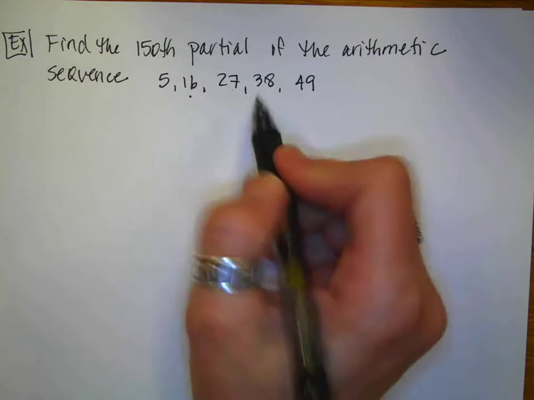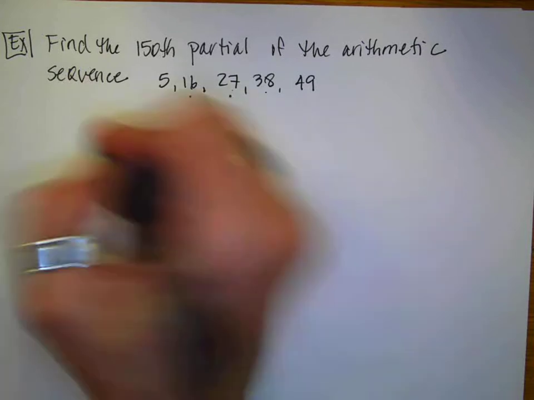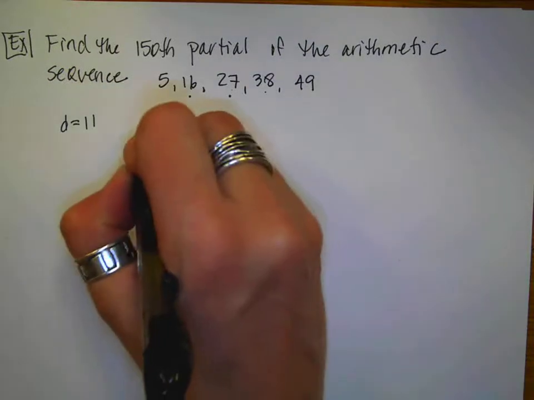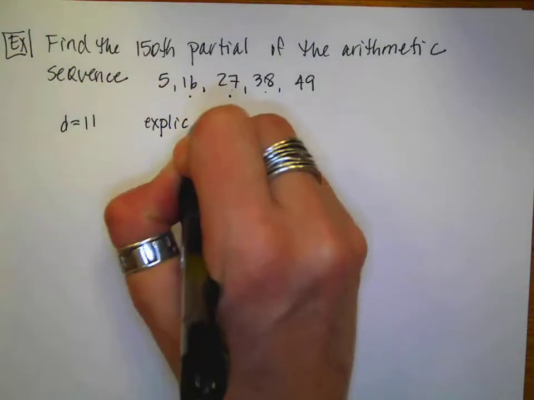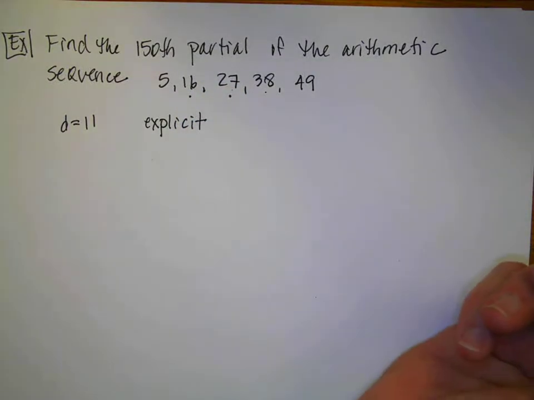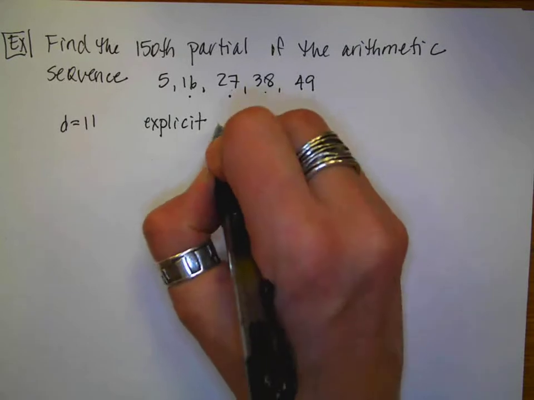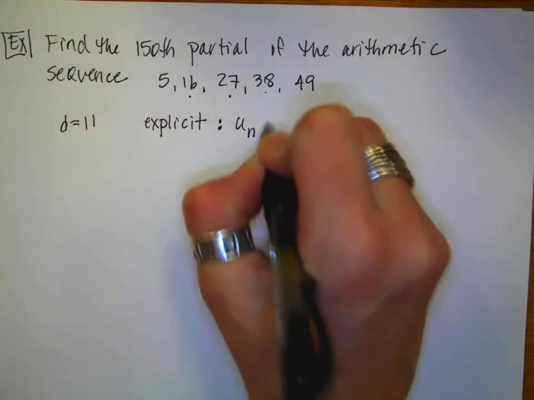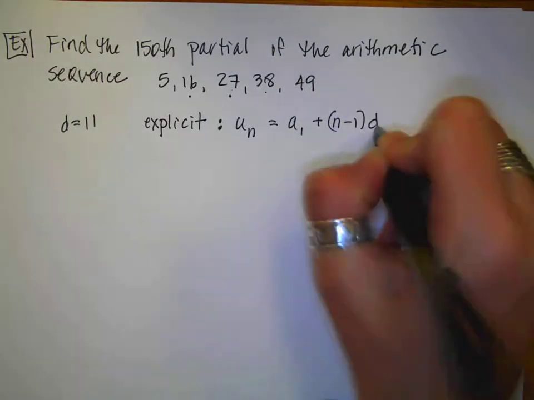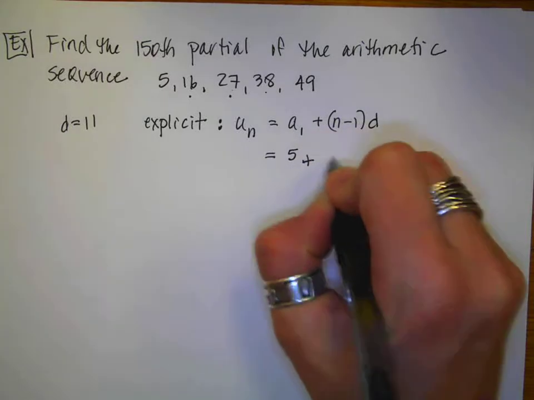Okay, so I can figure out that my common difference, 16 minus 5 is 11, 27 minus 16 is 11, 38 minus 27 is 11. The common difference has to be the same for all terms. So I know that my d is 11. So my explicit formula, it doesn't matter whether you write an explicit or a recursive, but in a recursive, I don't know necessarily the previous. And actually, I'll show you how to enter the recursive formula in your calculator. But this is going to say this term is equal to the first term plus this times that.